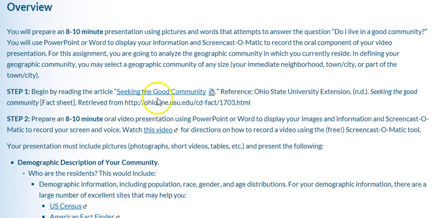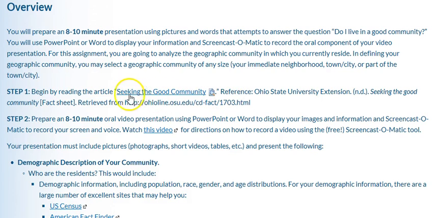You will use PowerPoint or Word to display your information, and you're going to do your video using Screencast-O-Matic. I can't stress enough using Screencast, because some of the other mediums that you might use to do a video presentation, I may not be able to access. There's a lot of information on how to do Screencast-O-Matic videos, which are free.